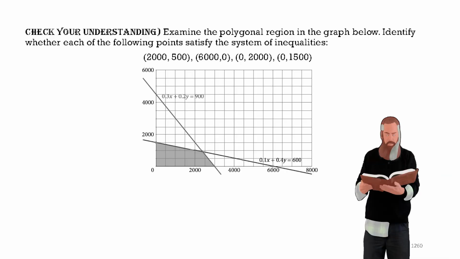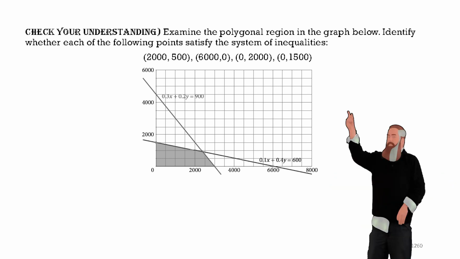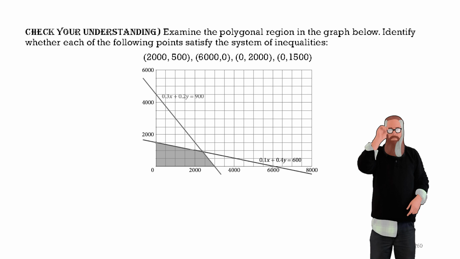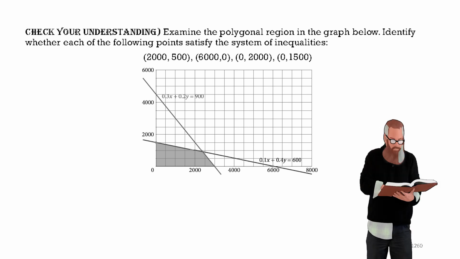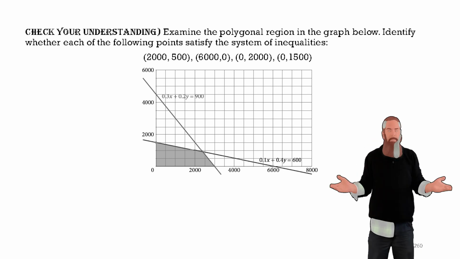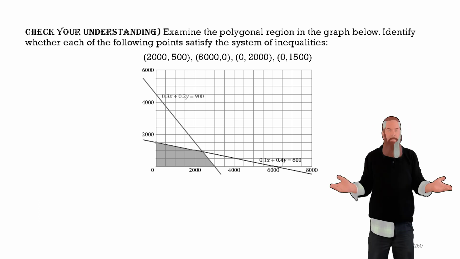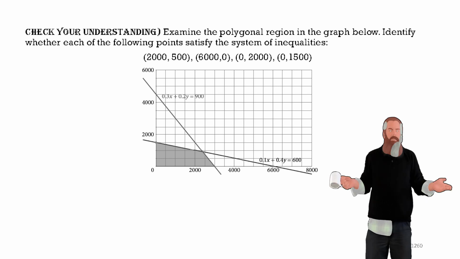Let's check our understanding. Examine the polygonal region in that example. Identify whether each of the following points satisfies this system of inequalities. The point (2000, 500): yes, that is within the shaded region. The point (6000, 0): no, that's not. The point (0, 2000): no, that is not within. And (0, 1500): yes, that is.